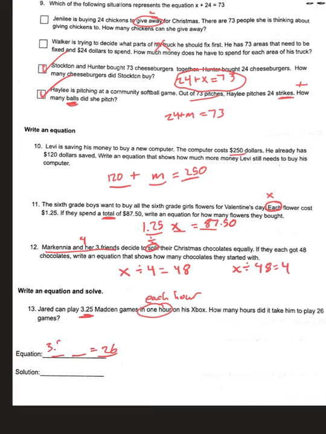So my equation is 3.25 times, we'll call it X. It doesn't look very good, I'm going to rewrite it. 3.25x equals 26. Okay, now if we're going to find a solution, we would need to divide by 3.25. Divide by 3.25, and we would find out the solution is it would take him 8 hours to play that many games.